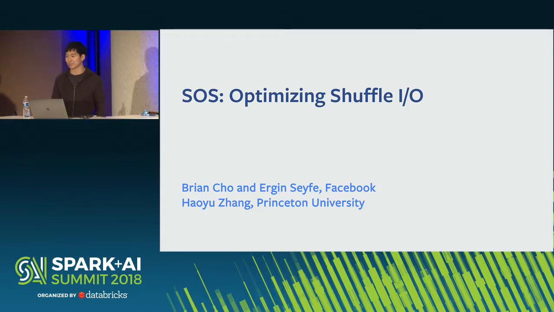I'm presenting work I did with my colleague Ergin and a former summer intern, Hao Yuzhang, from Princeton University. So the solution is called SOS. It's a solution for optimizing shuffle I/O in Spark.